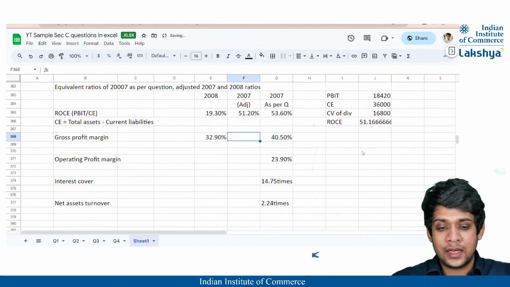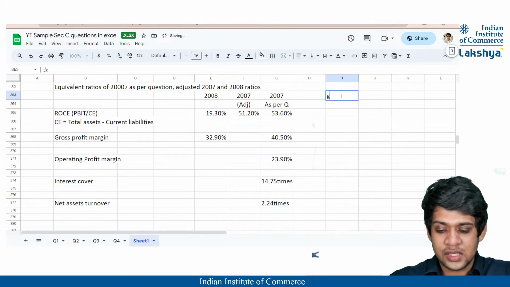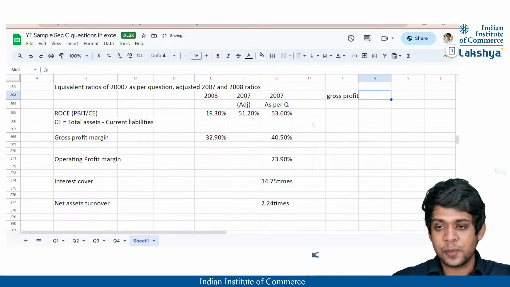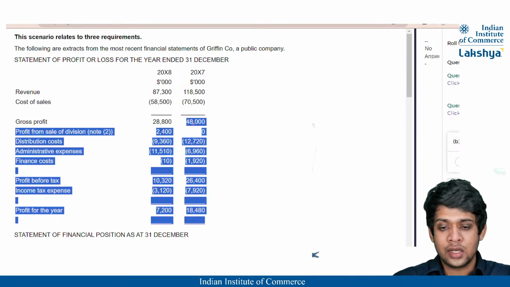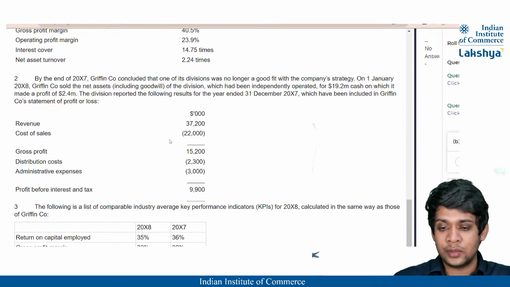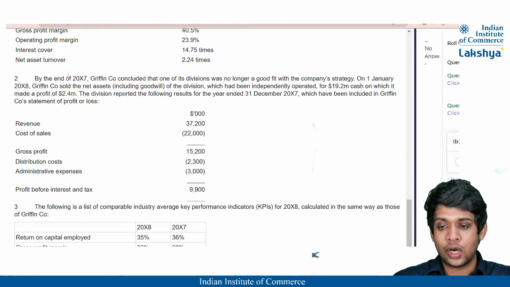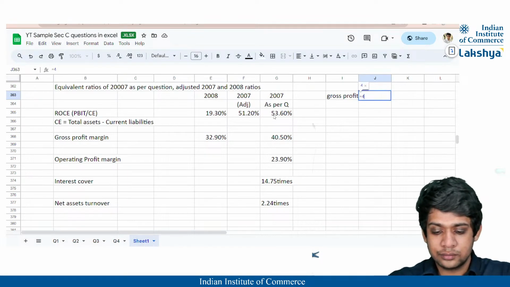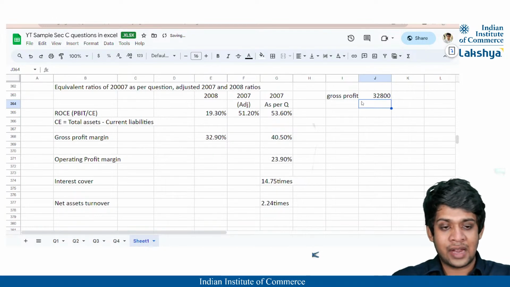Then the adjusted gross profit margin for 2007 will be what? Firstly, we'll calculate the gross profit, right? So for the gross profit, guys, for 2007, it is mentioned as 48,000, correct? But we will remove the gross profit from the division which is sold off, right? Which is 15,200. So our gross profit is nothing but 48,000 minus 15,200, which will give us a value of 32,800, right?